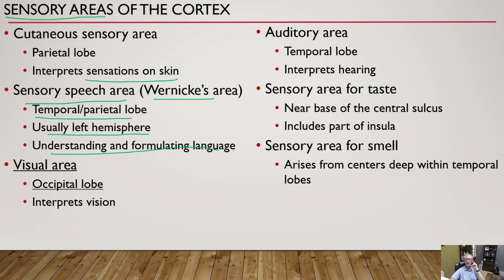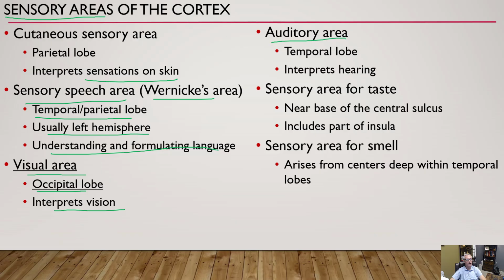Understanding, formulating language, hence speech. The visual sensory area, occipital lobe, it interprets vision. Remember, sensory area. There really is no motor component to interpreting vision.